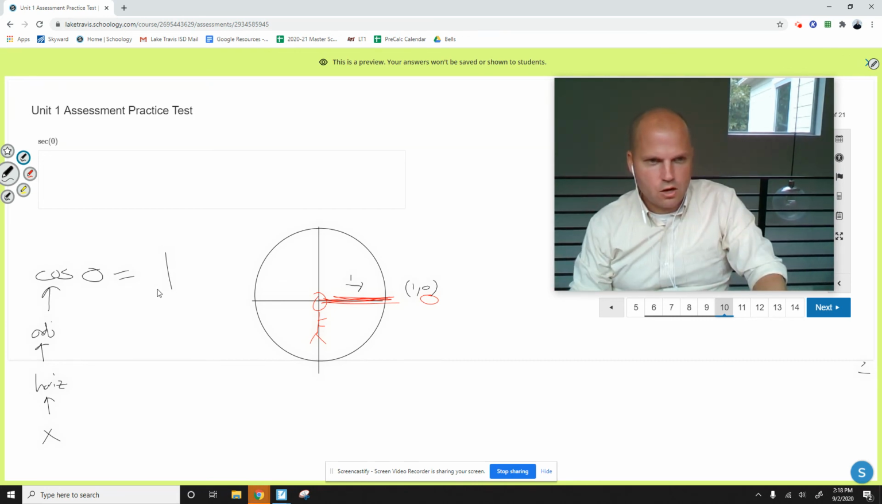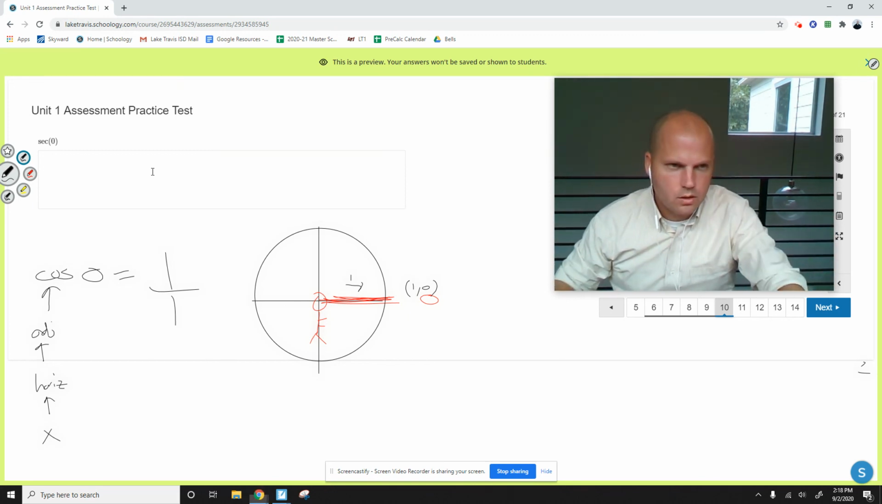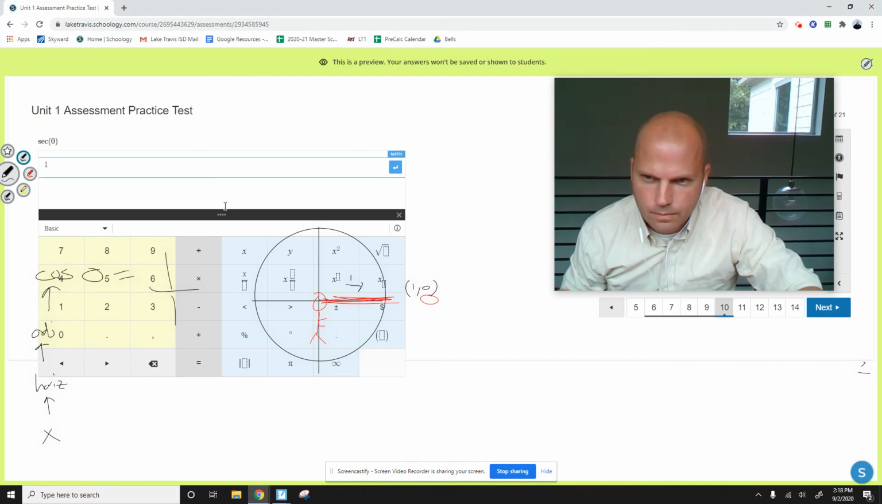How do you flip 1? You can take any number and put it over 1. There's a fraction. Flip that fraction. It's still just 1. Secant of 0 is just 1.